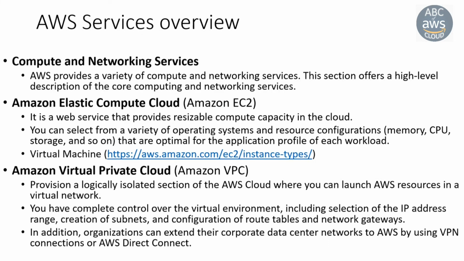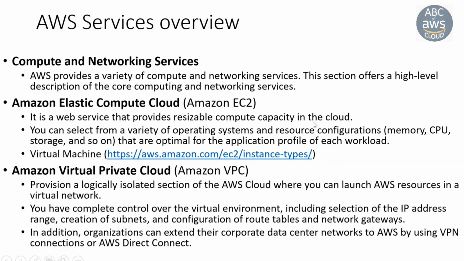Thank you. So we'll see the AWS overview of the services. We'll not go into detail, we'll just see it at a higher level. AWS provides a variety of computing and networking services. This section will offer a high level description of core computing and networking services. First we will see Amazon Elastic Compute Cloud. What is Amazon EC2? The short form is EC2, and it's called Amazon Elastic Compute Cloud. It is a web service that provides resizable compute capacity in the cloud.